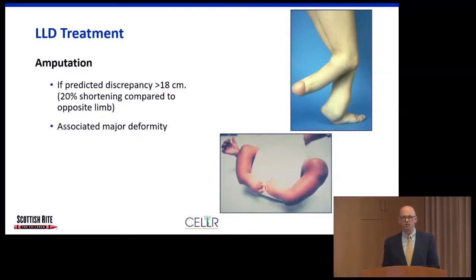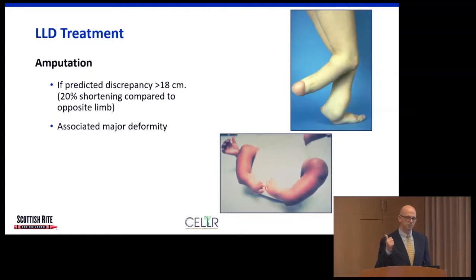Amputation is always an issue, and amputation is part of lower extremity reconstruction. If the discrepancy is 20% or more, we're talking again 15 or north of 20 centimeters, and associated deformities, then an amputation is going to be in the best interest of that child from a functional standpoint.